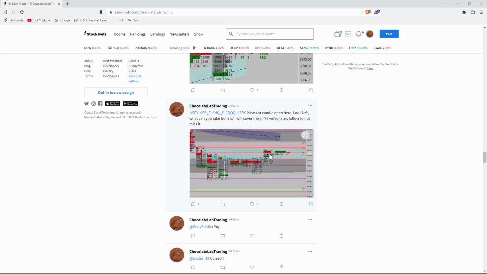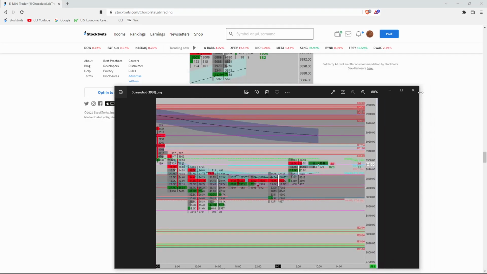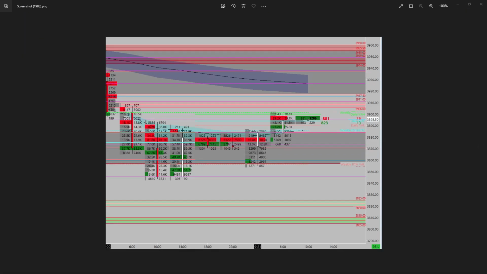New 4-hour candle open here. Look left, what can you take from it? Alright, we should all see these sellers trying to move down, trying to provide resistance. This candle we close above thin volume nodes, next candle opens. Thin volume nodes, we pull back to the high volume area, hold it, buying imbalance. We're off to the races.